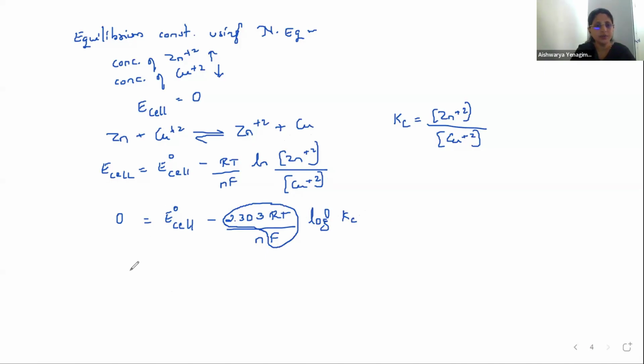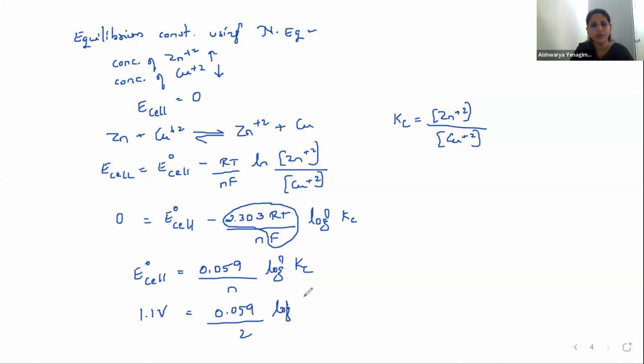And what is the value we have seen? So I'll substitute it here. I'll write E naught cell. This minus gets cancelled. Therefore, E naught cell is equal to 0.059 by n log Kc. Specifically, if we talk about a Daniell cell, E naught cell has a fixed value, which we have already found. It is 1.1 volt. And what is n for the Daniell cell? It is 2. So let us substitute all those values: 0.059 by 2 log Kc.